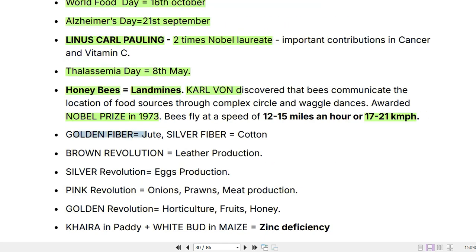Now golden fiber is jute, silver fiber is cotton. Brown revolution refers to leather production. Silver revolution refers to, I think, egg production. Pink refers to onion as well as meat production, and you can forget about bronze. Then golden revolution refers to honey, horticulture and fruits.